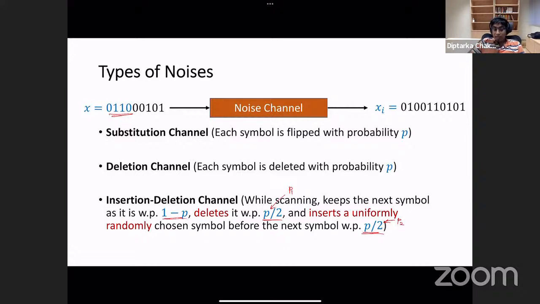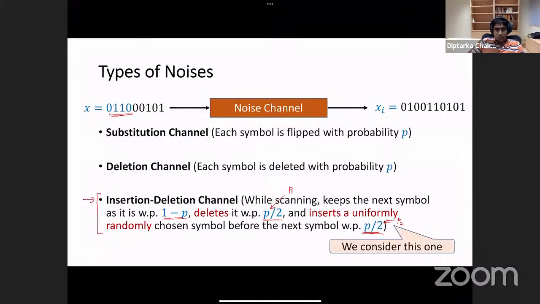Now you can see that this channel is exactly what we encountered in the DNA storage application, because there, when we saw the next generation sequencing step generate these noisy copies, those noises are this type of random insertion-deletion noise. So if you can solve the trace reconstruction problem in this particular model, then it will also give us an efficient way to get back the stored information in this DNA storage system. Okay, so we will consider this insertion-deletion channel.